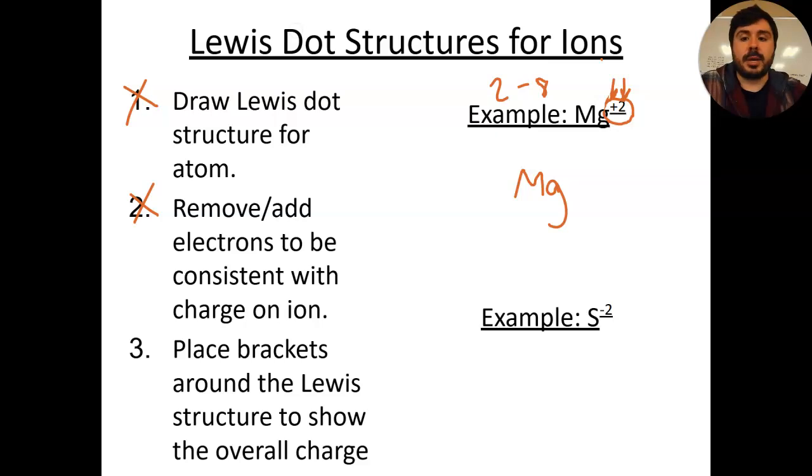Okay. Step 3, same thing as last time. Place brackets, right? Brackets are these guys here. Place brackets around the Lewis structure to show the overall charge. So brackets around here, and of course, again, the charge is a +2. So we've now converted this Lewis structure from this here, which is Mg with 2 valence electrons, to become this guy here, Mg +2.